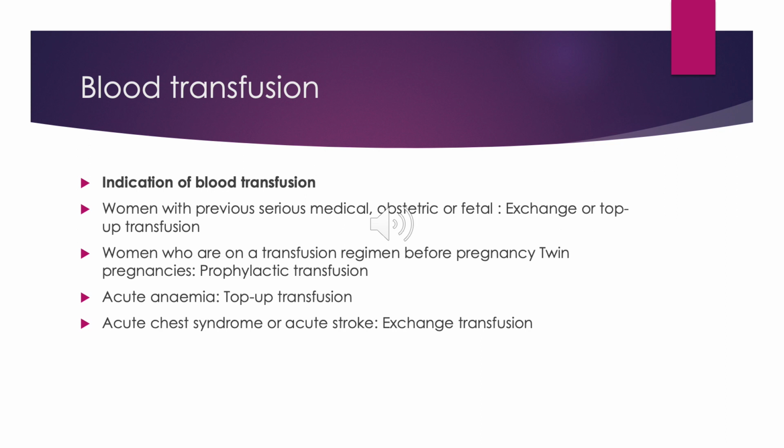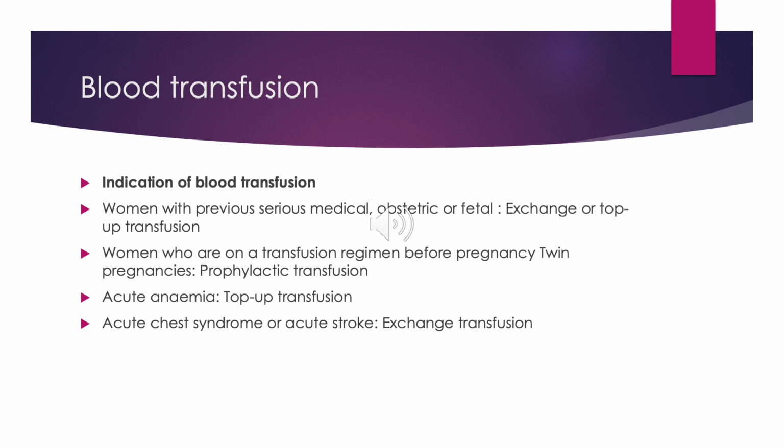Blood transfusion. Women with sickle cell disease usually are on long-term blood transfusion. However, in pregnancy, there is no rule for routine prophylactic blood transfusion, but there are certain indications for blood transfusion. If the woman has acute anemia, she will require top-up transfusion, or a woman with a previous serious medical, obstetric, or fetal complication will need exchange or top-up transfusion. Women who are on a transfusion regime before pregnancy or who have twin pregnancy need prophylactic transfusion.